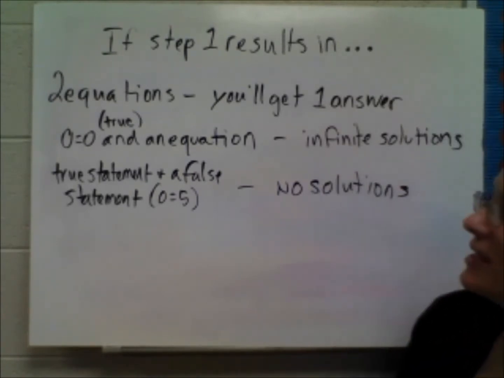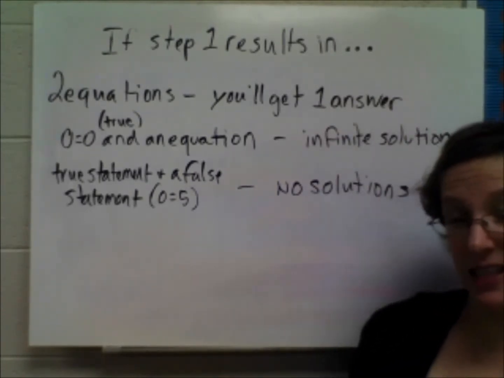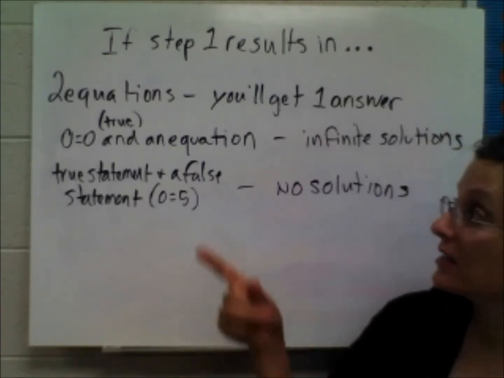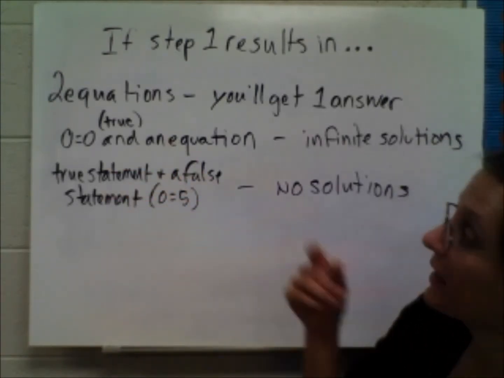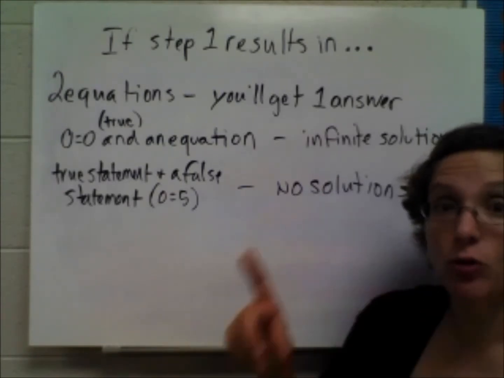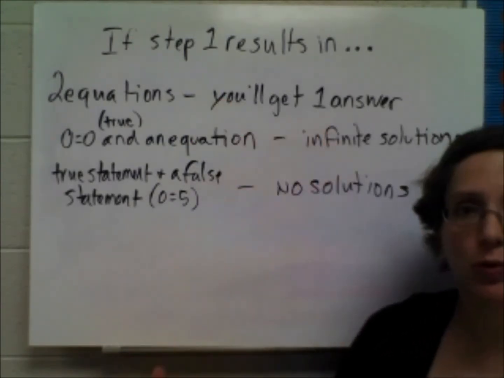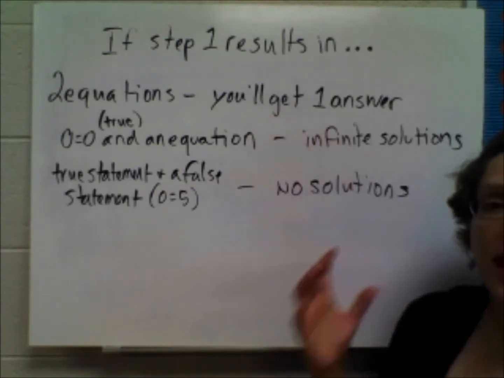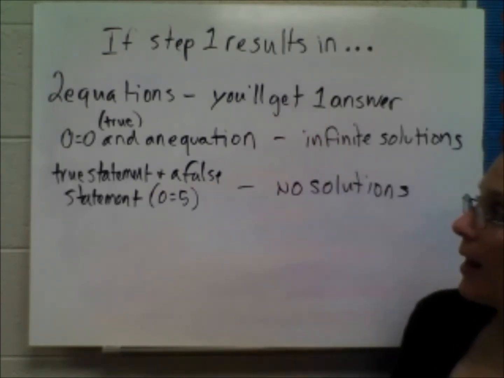That problem that we just did is an example of a consistent independent system where you get a real answer. And you knew you were going to get a real answer because when you solved that first page and you got two new equations, you got two equations. Okay? If that happens, you know you're going to get one answer.